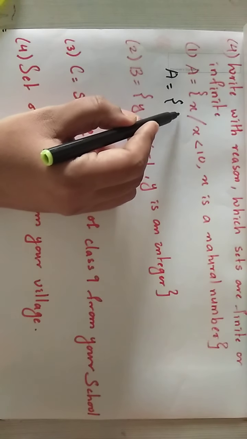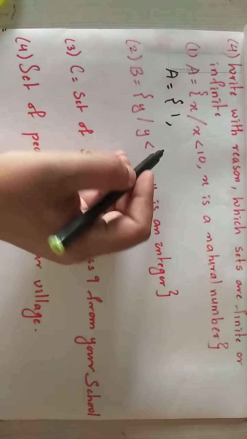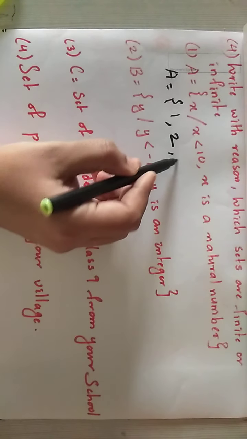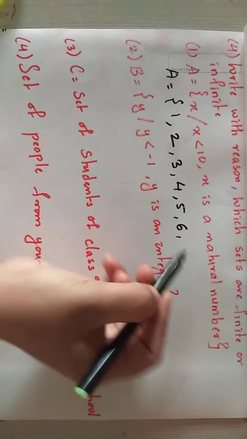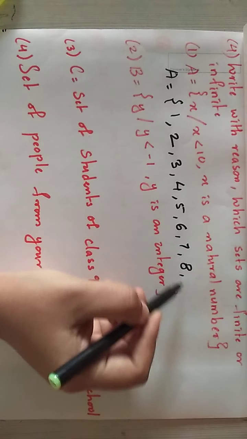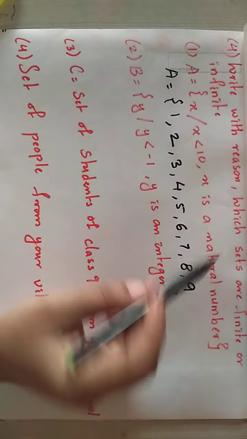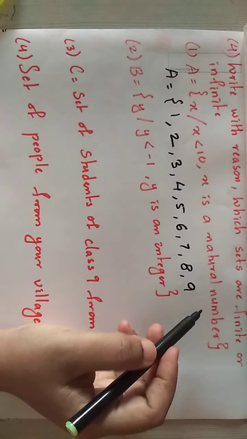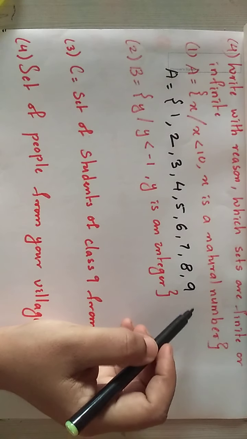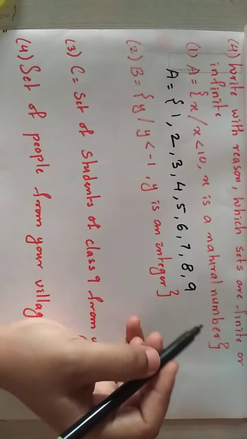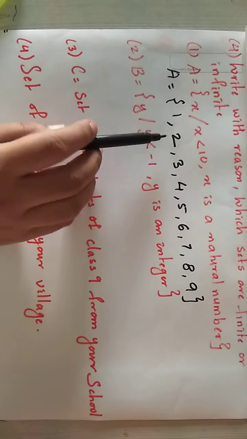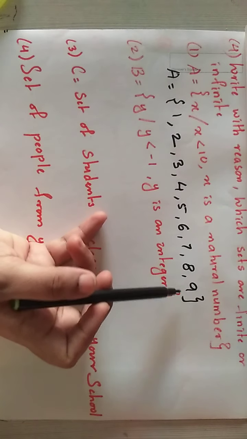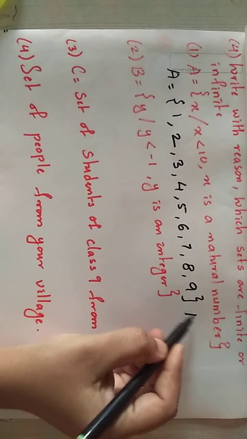That means you have to list all the natural numbers which are less than 10. So we know that natural numbers start from 1. So let's write the number 1, which is obviously less than 10, then 2, 3, 4, 5, 6, 7, 8, and then 9. Till 9 we have numbers less than 10. We cannot include 10 over here because we need numbers strictly less than 10. So the set A consists of elements 1, 2, 3, 4, 5, 6, 7, 8, 9, which is a finite set.